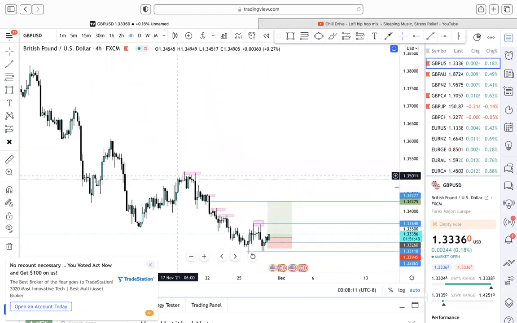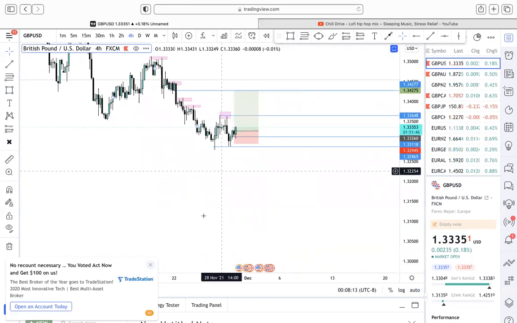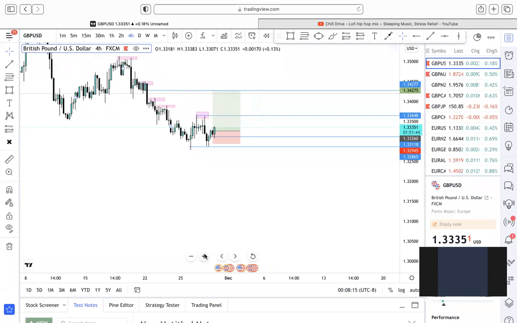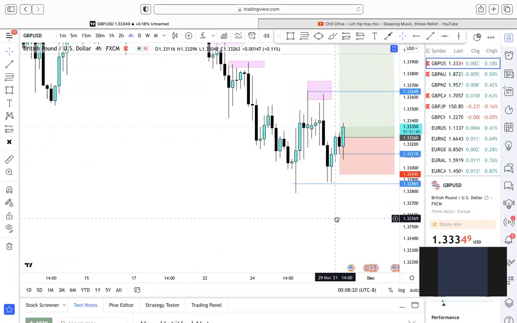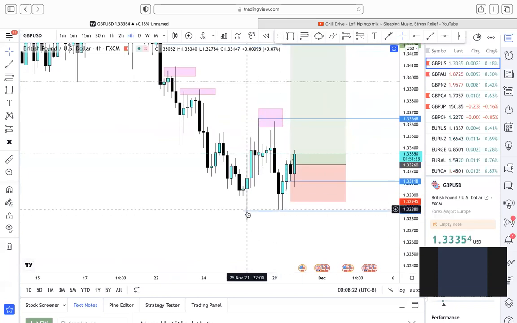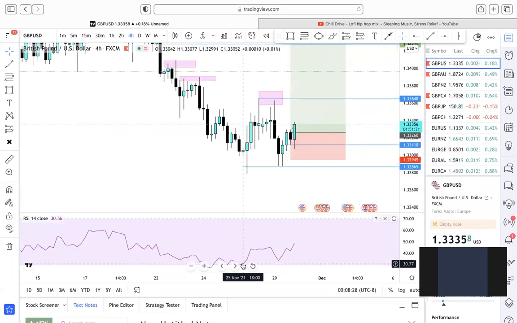We can now clearly see how market came to clear out the sell side liquidity that we had left behind from this low, which was an oversold area, right in this area, oversold. So when it's oversold, what do retail traders do? They get in for longs.